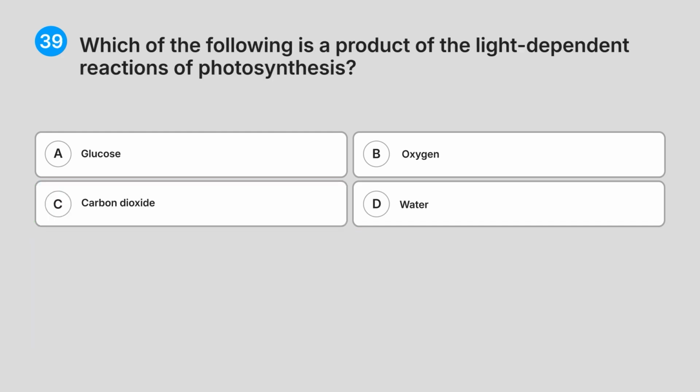39. Which of the following is a product of the light-dependent reactions of photosynthesis? A. Glucose. B. Oxygen. C. Carbon dioxide. D. Water. What do you think is the answer?